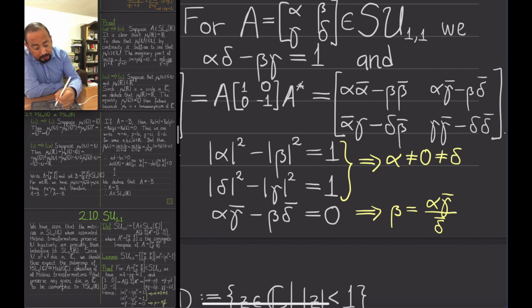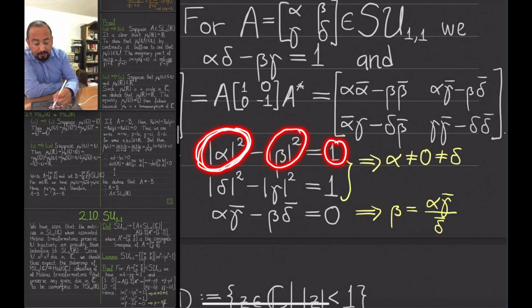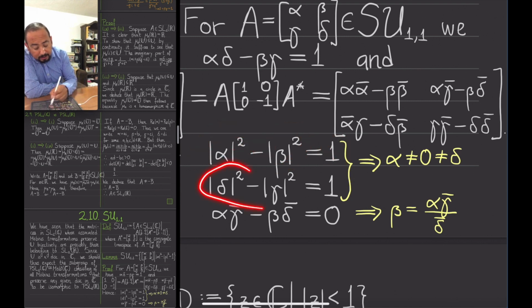Also, from this condition, we see that the square of the norm of alpha is 1 plus something non-negative. So this cannot be 0, right? It's at least 1 always, so it cannot be 0. So alpha cannot be 0, and similarly delta cannot be 0. Okay, so since delta cannot be 0, delta conjugate cannot be 0 either. And from here, then we can solve for beta, right? So I pass this to the right. So beta is this quotient.